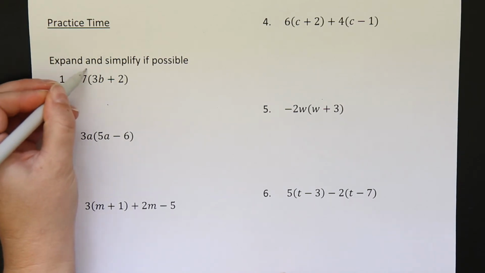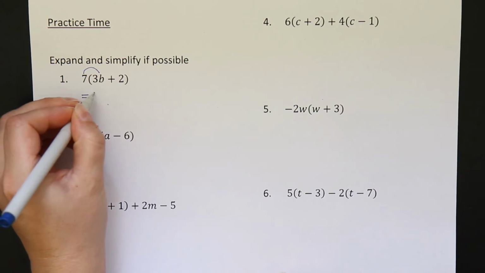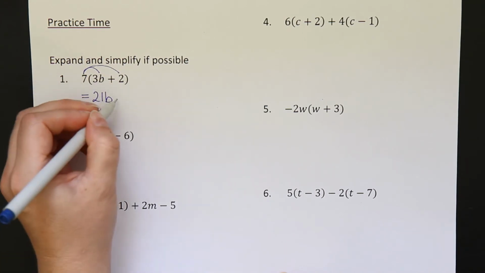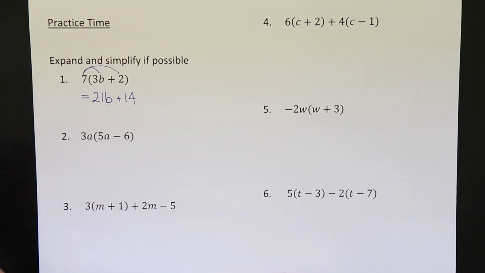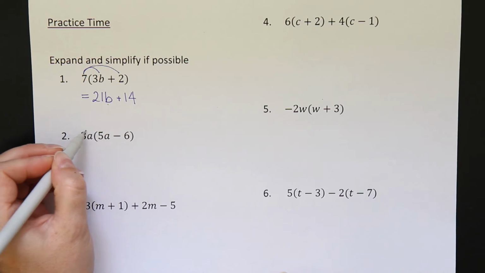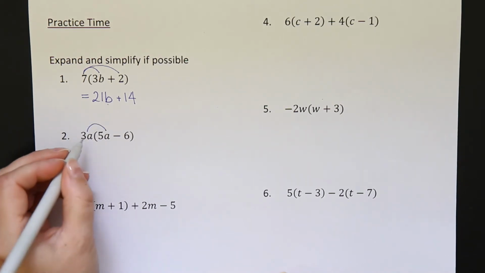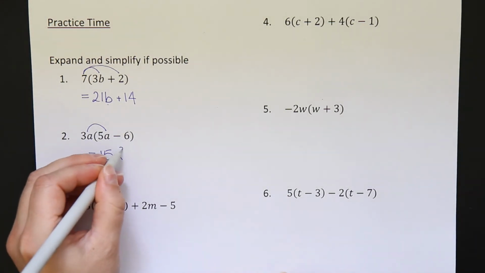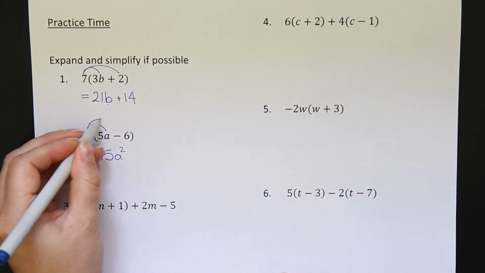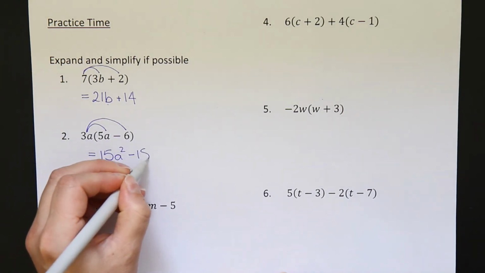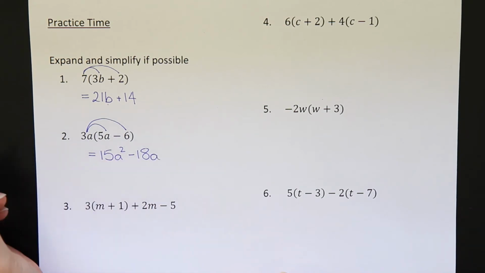To expand, multiply the 7 with 3b. 7 times 3 is 21, and the b will sit afterwards. 7 times 2 is a positive 14. Done. Did you get that one? Question 2, same thing again, expand. 3a times 5a, 3 times 5 is 15. A times a is a squared. Then multiply the 3a with the negative 6. 3 times 6 is 18, or negative 18. And there's still an a at the front, so 18a. That's done.